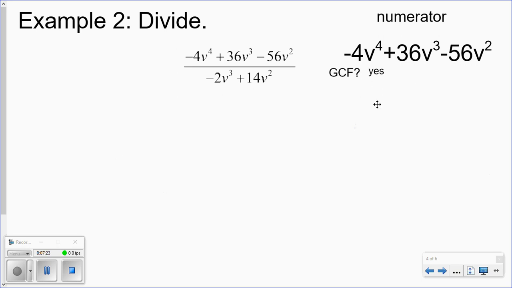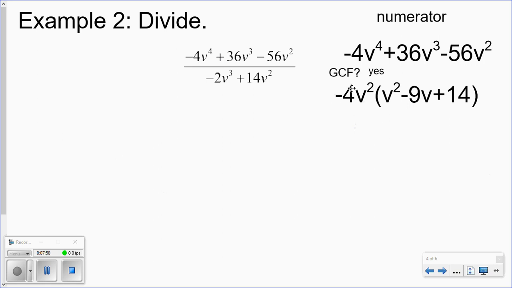And the GCF would be -4, and I'm pulling out a -4 because the front one was negative. So if I pull out a negative number, it'll make it positive, which makes my life a lot easier. So I can pull out -4, and then I can pull out v squared as well, which would leave me with v squared minus 9v plus 14. Okay, it makes my numbers a whole lot smaller, which is a whole lot more manageable.